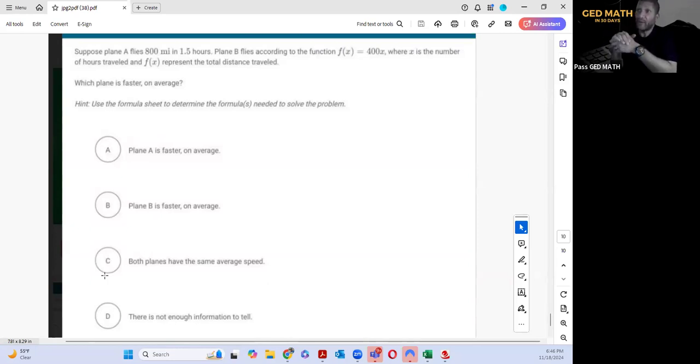Suppose plane A flies 800 miles in 1.5 hours. Plane B flies according to the function f of x equals 400x, where x is the number of hours traveled and f of x represents the total distance traveled. Which plane is faster on average? Plane A, plane B, both planes had the same average speed, or there's not enough information to tell.